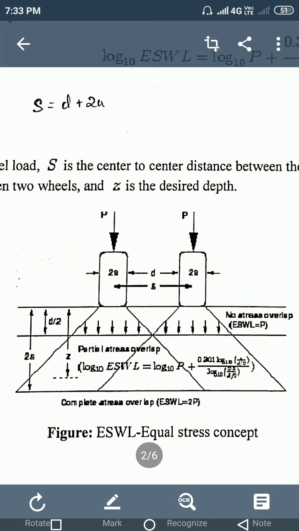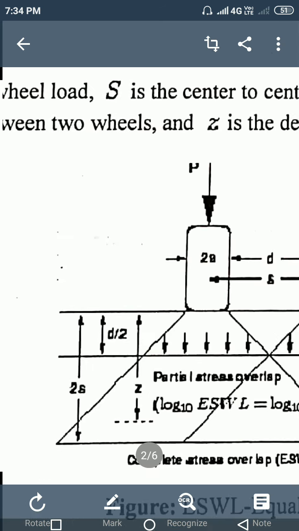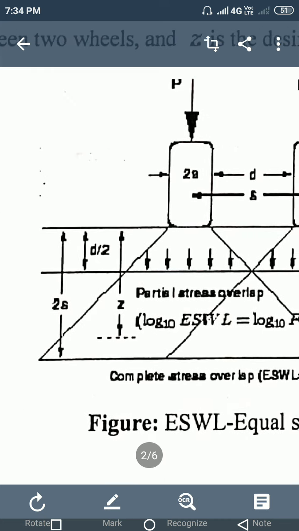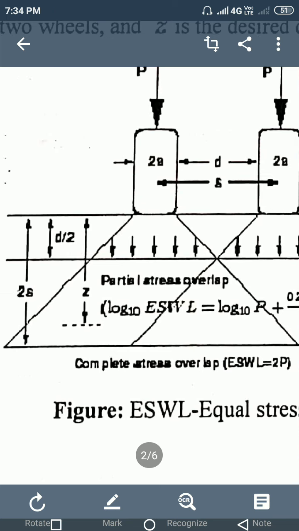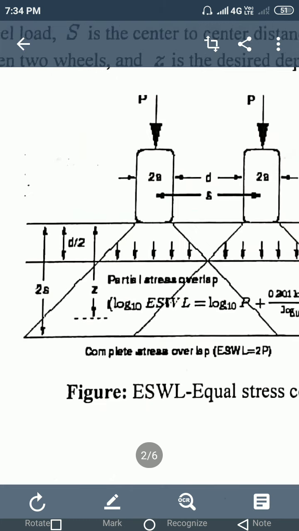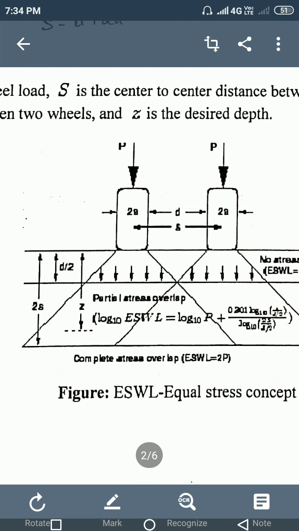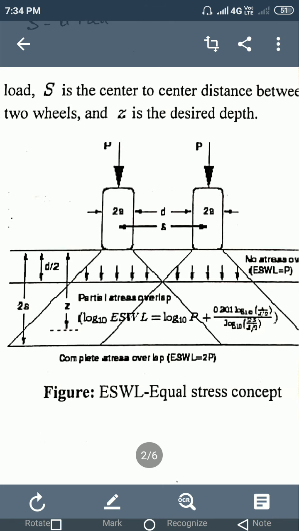And if you want to calculate the equivalent single load beyond the depth of 2S, you can observe here, beyond the depth of 2S, the equivalent single wheel load is to be considered as 2P. Suppose you want to calculate the equivalent single load at a desired depth Z, it may be 5 centimeter, 10 centimeter, whatever the desired depth Z is. Then we can use the formula.